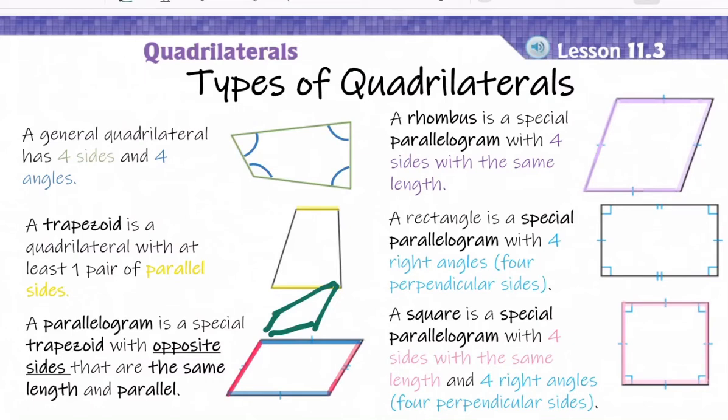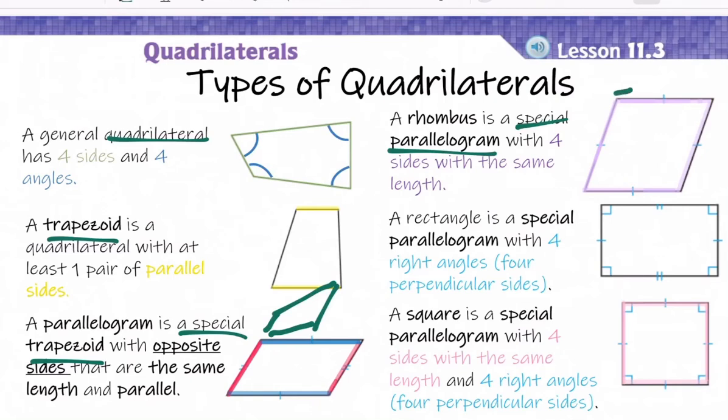A rhombus is a special parallelogram, and do you notice how it's going in order? It goes basically quadrilateral, trapezoid, and this is a special trapezoid. Now we're kind of moving into parallelograms. So a rhombus is a special parallelogram with 4 sides with the same length. All of it is the same length.